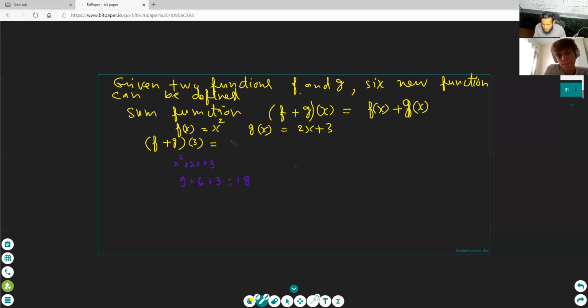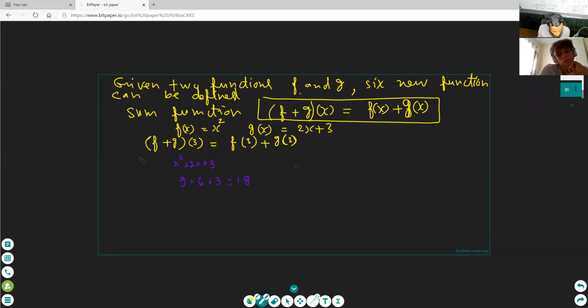You can also write it this way: first write the formula f of 3 plus g of 3, using this formula f of x plus g of x. Then you put the value in this function and put the value in this function. Both are correct. Then x square, 9 plus 6 plus 3. Okay, this is 18.